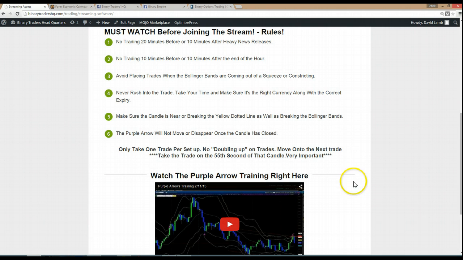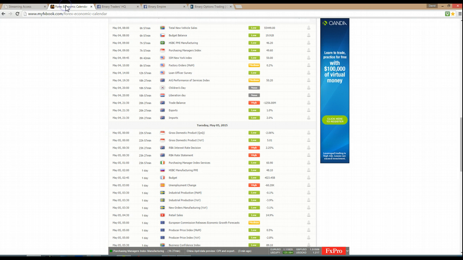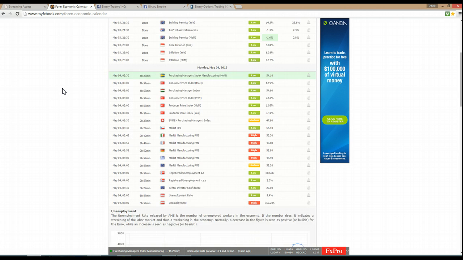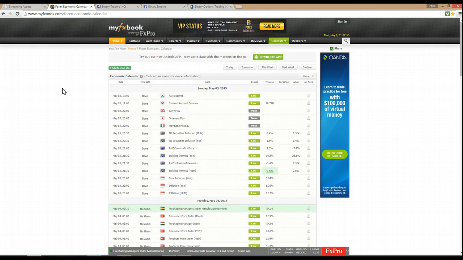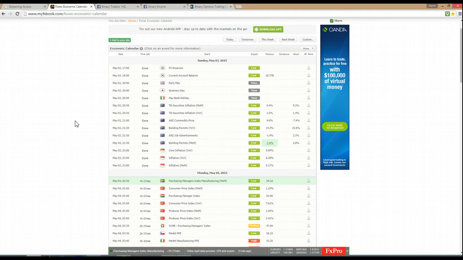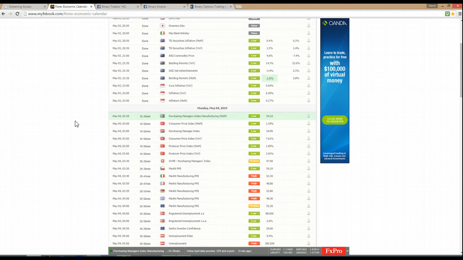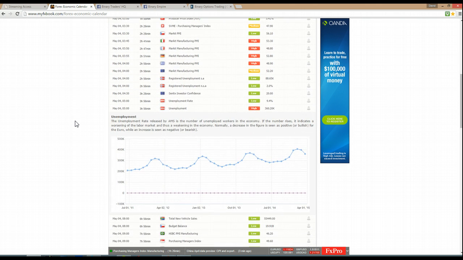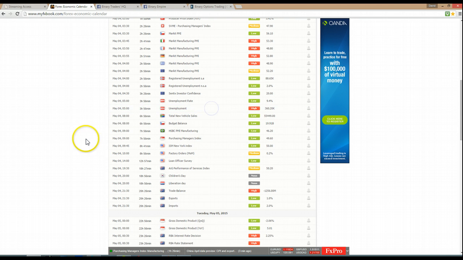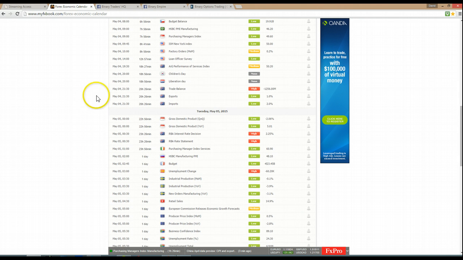And there's a couple of tools that you can use to support you in knowing when news is going to be. I personally like to use my FX book. However, there's others out there. Daily FX has one, and there's a few others, but this is the one that I prefer. This is the one that I use, and it's very cut and dry.